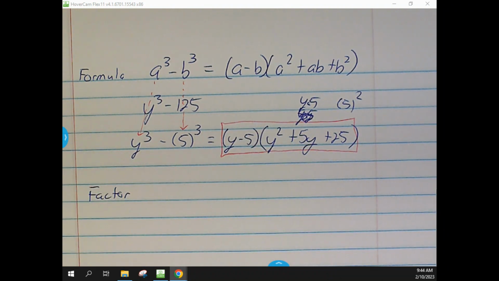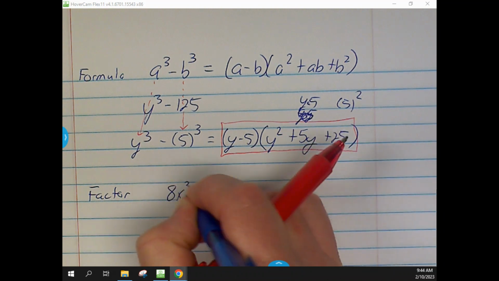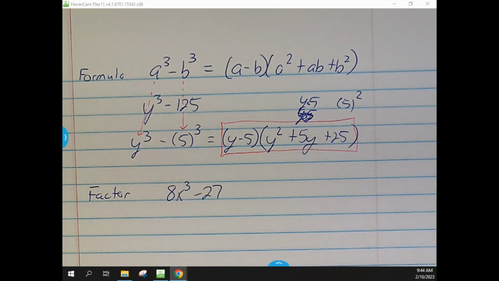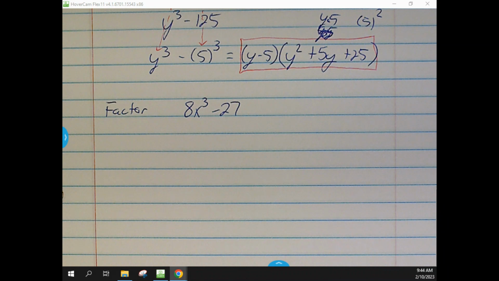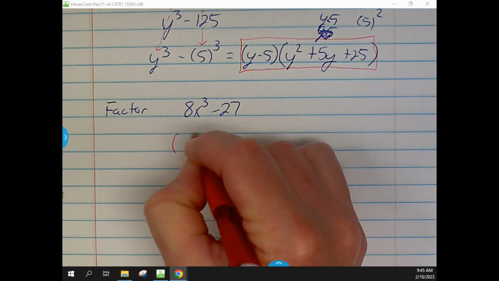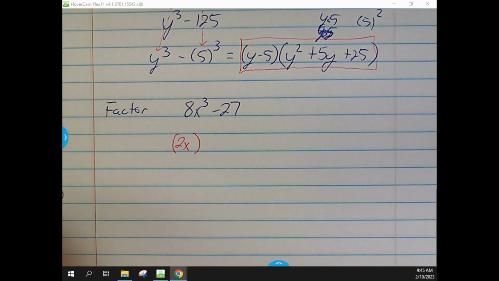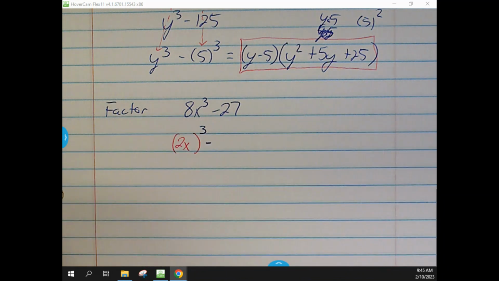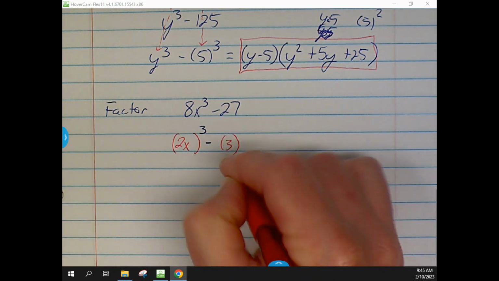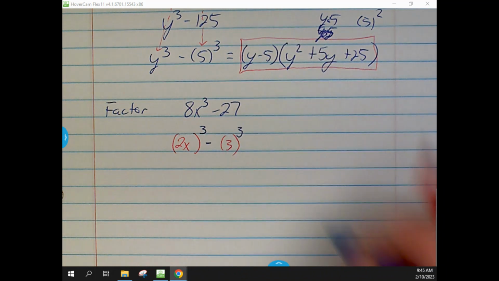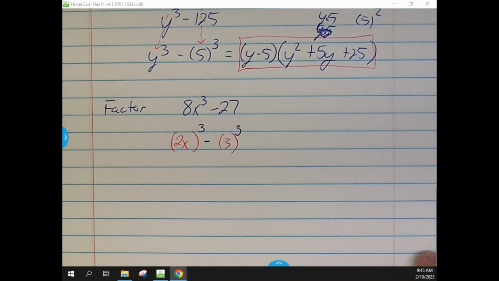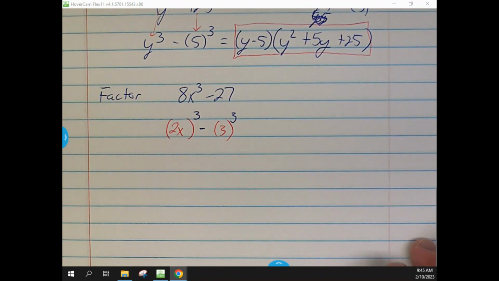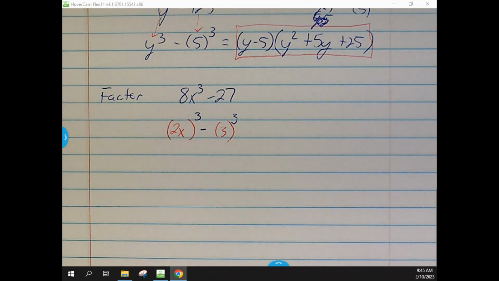where instead of it being just x to the third in the front, it may wind up being like 8x to the third. If you do that, that would be 2x to the third power. And then 27 would wind up being 3 to the third power. Now, if you have that one, that is going to make it a little bit more difficult because of just the extra number here in the front, kind of throwing that one off.